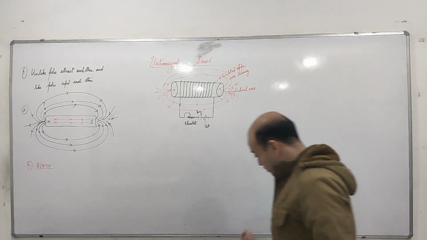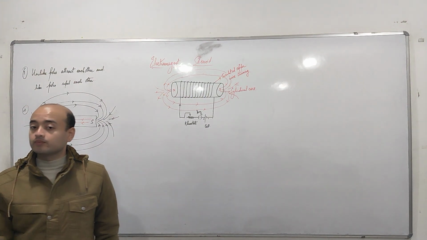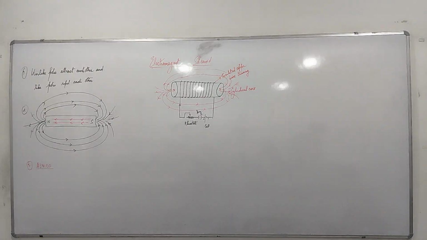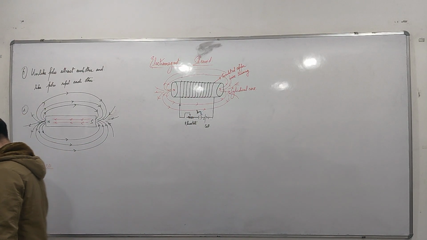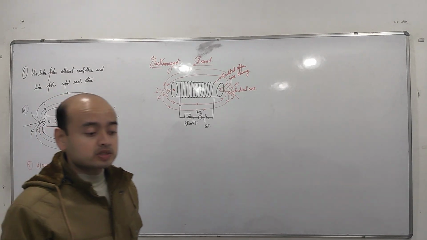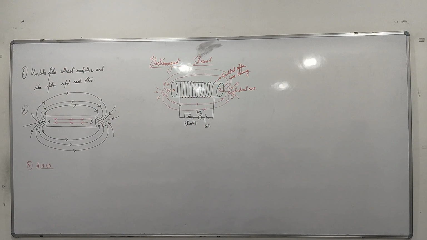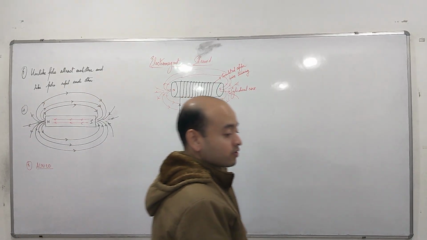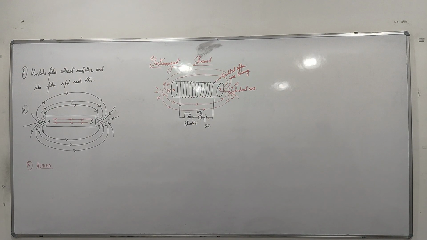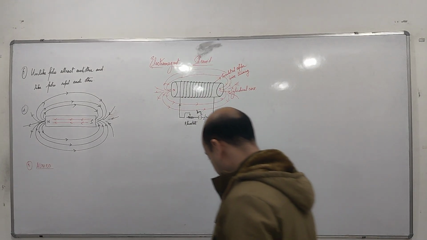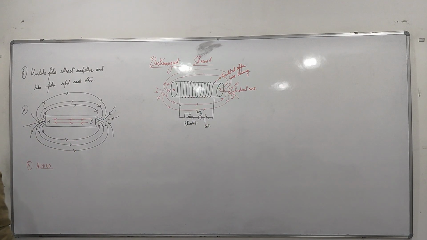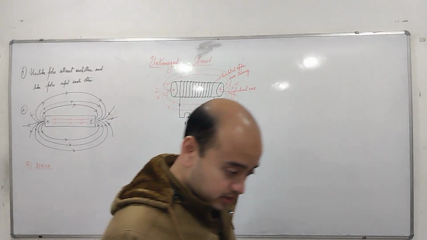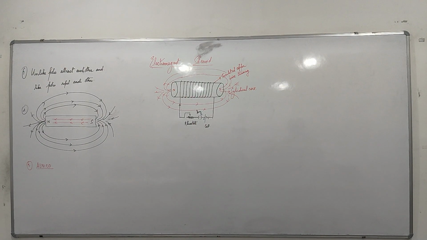Just write a note below that. Soft iron is a type of iron which can be easily magnetized and demagnetized. Well, clear? Okay? Yes.